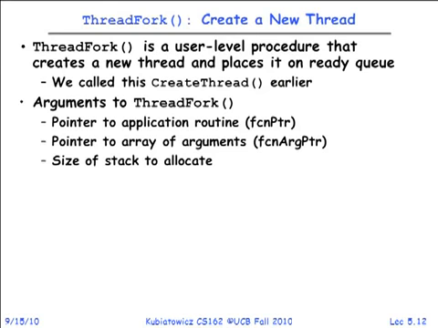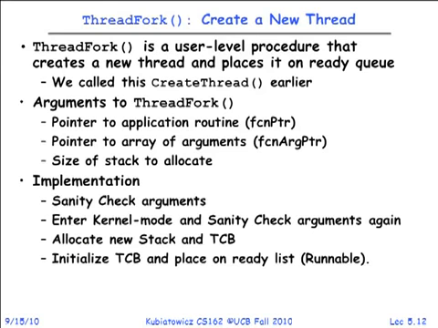Now, how do we build this? Well, first we have to sanity check all the arguments. The reason we sanity check all the arguments is that it's possible you've got some weird bug in your code, and we want to make sure we catch that bug early. I actually say we sanity check the arguments, we enter kernel mode, and then we sanity check the arguments again. Can anybody tell me why I'm enforcing such sanity in the picture here?